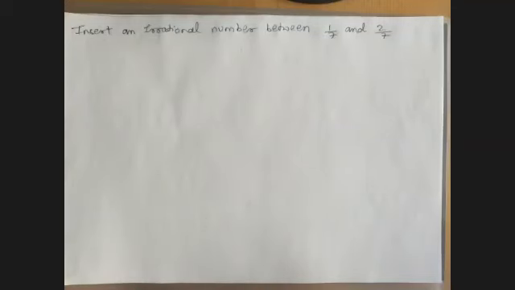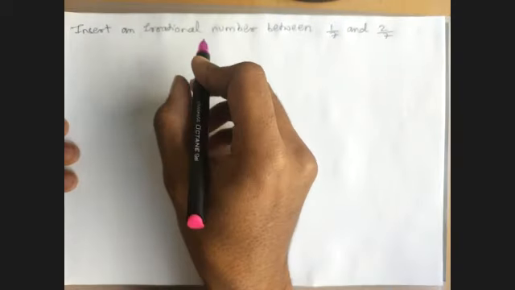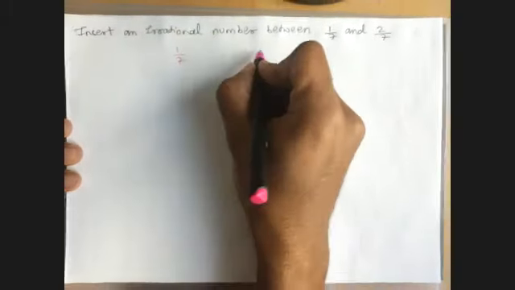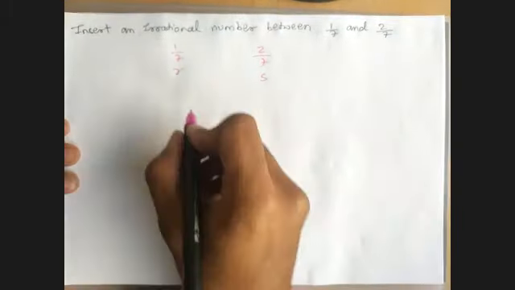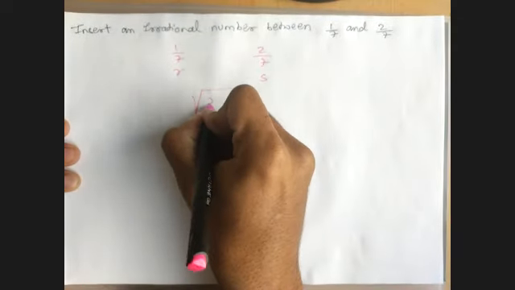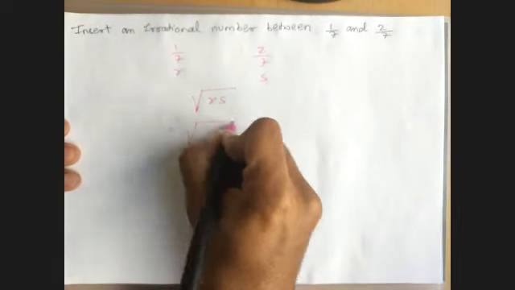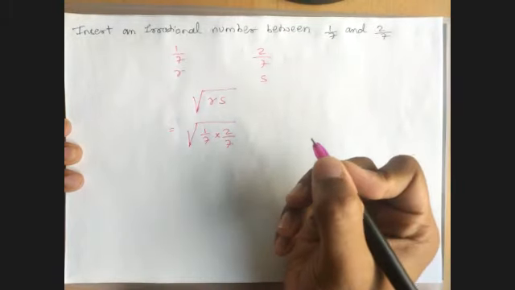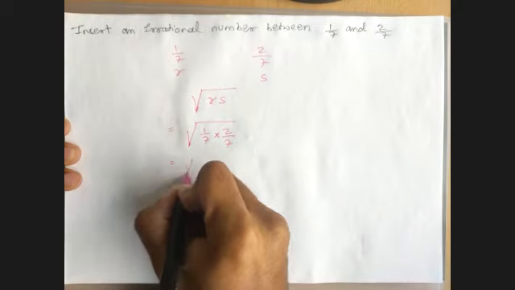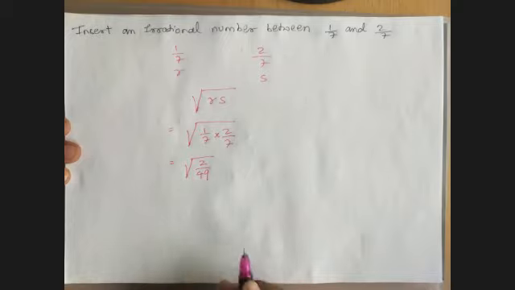Now let us look at another type of problem. To insert an irrational number between 1 by 7 and 2 by 7. So we have already seen when we have 1 by 7 and 2 by 7, we take it as R and S respectively, and an irrational number between them is root of R into S. That is equal to under root of 1 by 7 into 2 by 7. That is nothing but 7 7s are 49, under root of 2 by 49. Now, this is right.